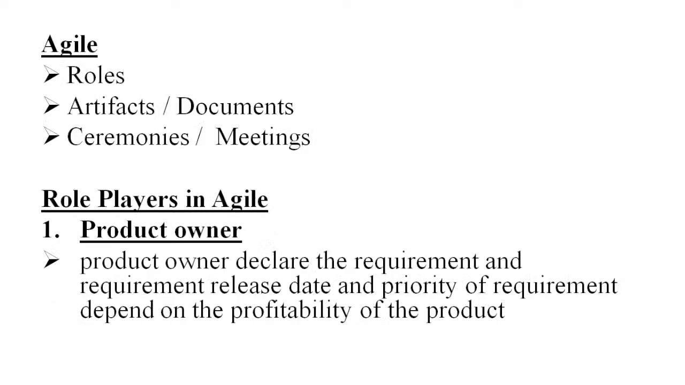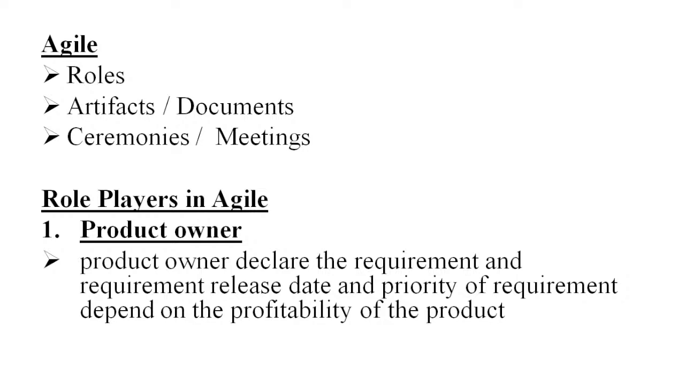Okay, next one, what does agile contain? What are the things which are available in agile? First one, agile roles. What are the role players in agile? Second one will be the artifacts or documents in agile. What are the documents which are followed in agile methodologies? And third one will be the ceremonies or meetings. What are the meetings which are conducted in agile methodologies? These are the main things we are going to discuss.